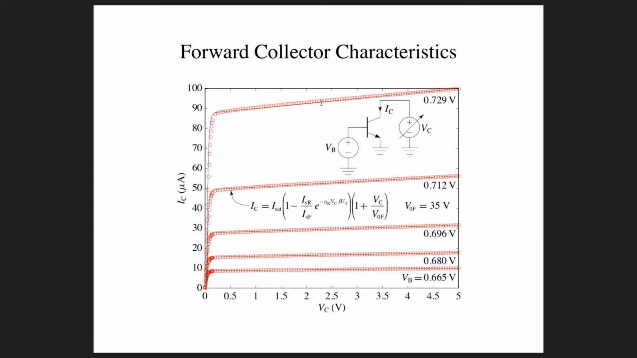If you get up to the higher ones here, you can see, oh, well, it's not quite dead flat. It's changing here for this highest curve from roughly 90 microamps to 100 microamps, which is a roughly 10% change over that roughly 5 volt change in collector voltage. And so we'll talk about why this is not exactly flat, but it's not changing by very much.